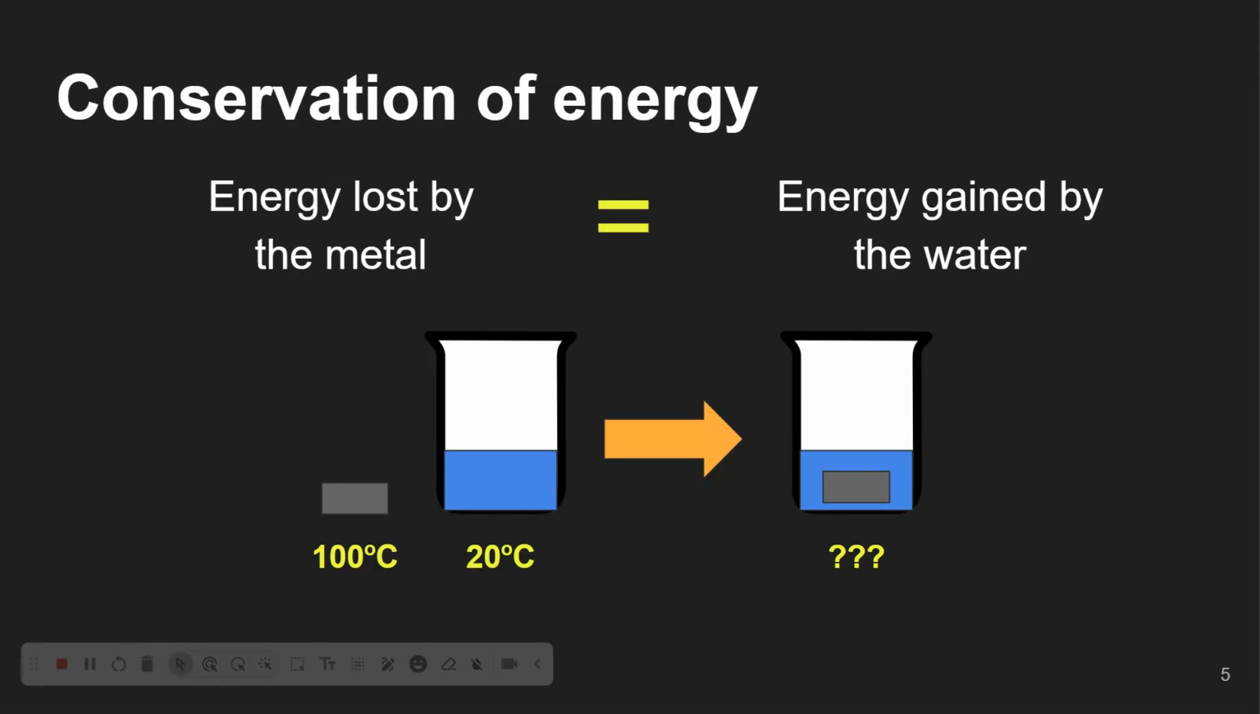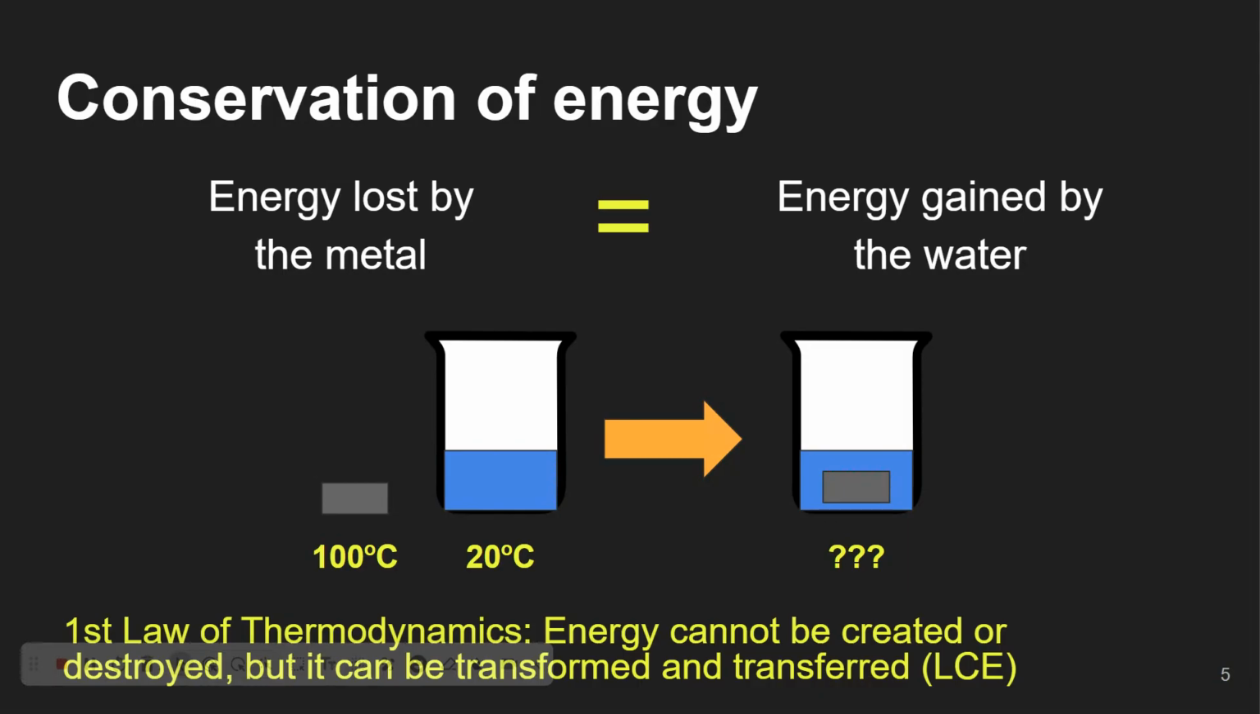Hopefully you understand that, assuming this is a nice closed system, the energy lost by the metal would be equal to the energy gained by the water. The first law of thermodynamics states that energy cannot be created or destroyed, but it can be transformed and transferred. So therefore, we will assume that the energy lost by the metal is the same amount of energy gained by the water.